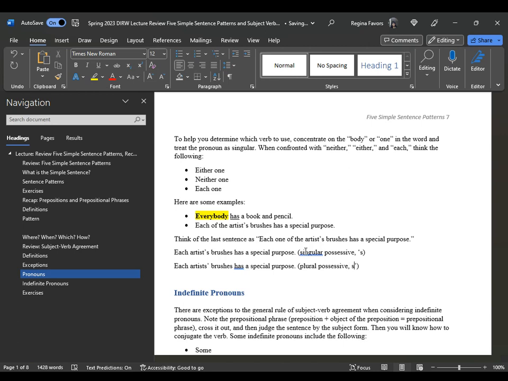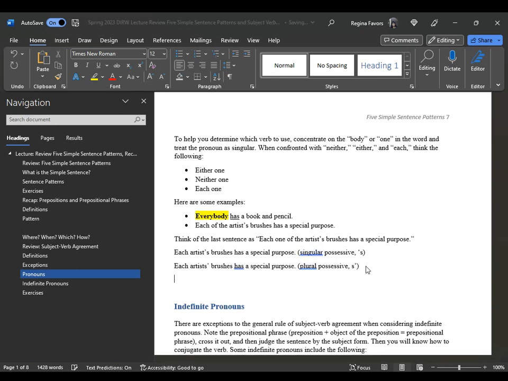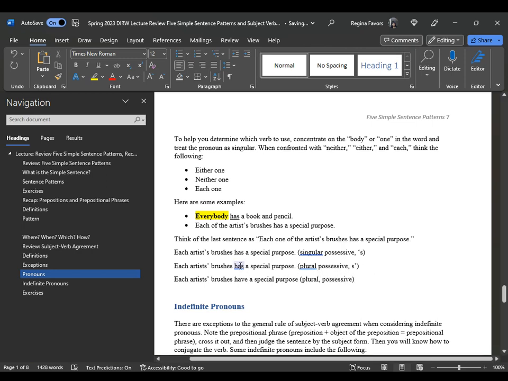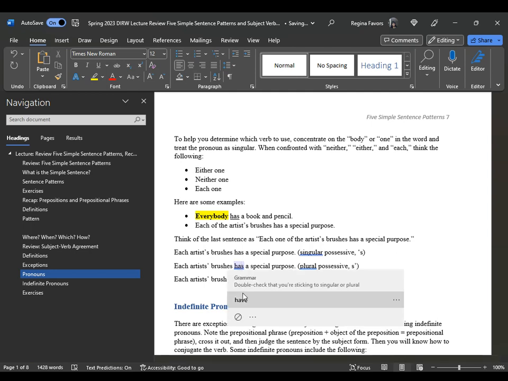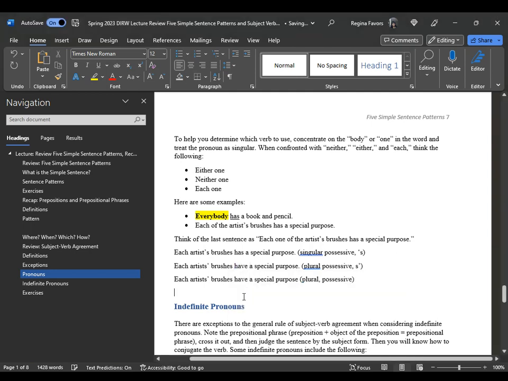But now we can tell that that's not going to work, because this should actually be have. So let's rewrite it. Each artist brushes have a special purpose. So plural possessive. And we know this to be true because if we did an editing check, there's the editing check right there. So it can get a little tricky. You have to just take it sentence by sentence.